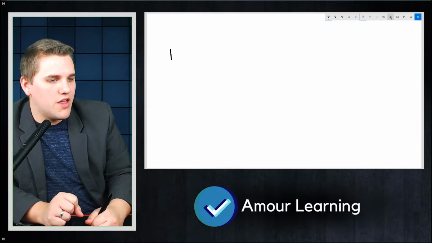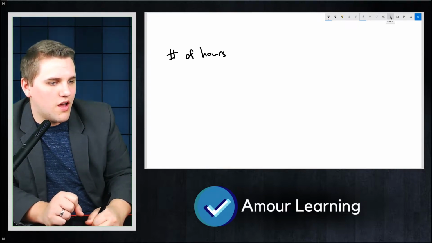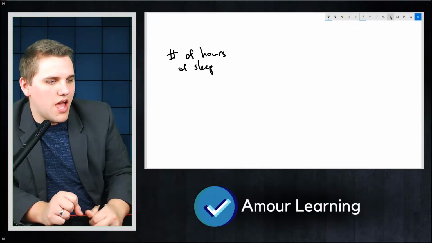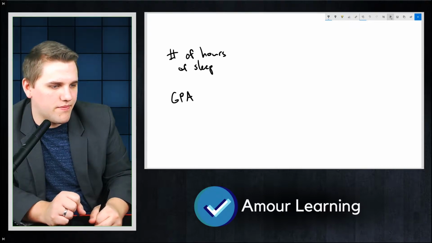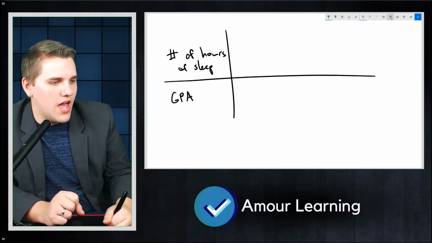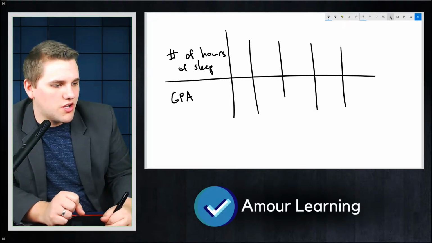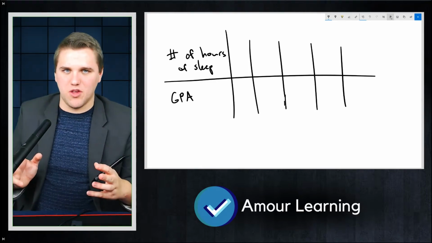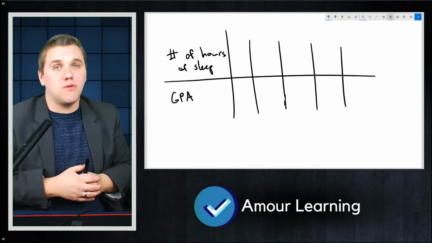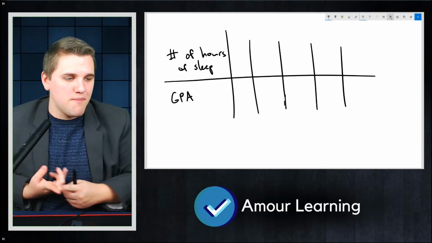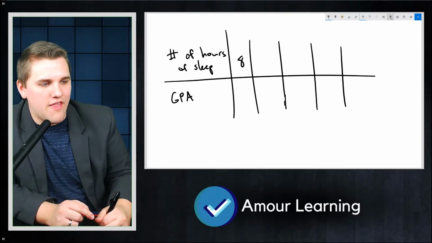One is going to be the number of hours of sleep, and the other numerical variable that we're going to be measuring is your GPA. Now, these two numerical variables can be measured simultaneously with any, for example, any person. I can go up to a person and measure both the number of hours that they sleep and their current GPA.